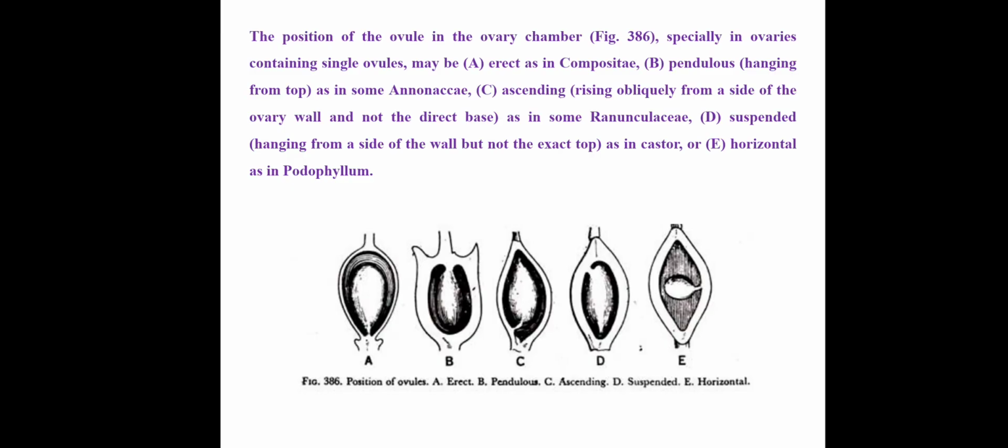So with this we end the study of the gynoecium, part 2, and that ends the morphology of the flower. In the last 6 lectures we have gone through the morphology of flowers, starting with calyx, then corolla, then the androecium part 1 and part 2, then the gynoecium part 1 and part 2, and we complete the morphology of the flower.